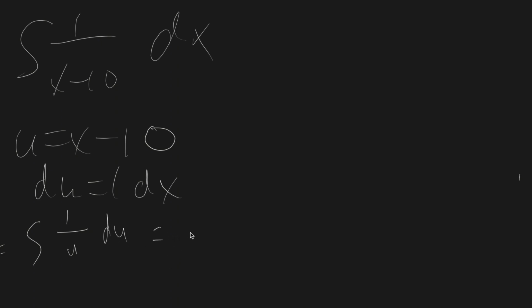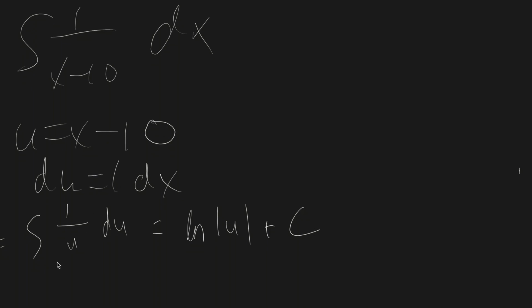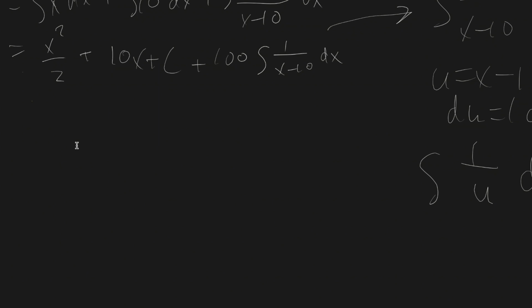Notice how this is equal to ln of the absolute value of u plus c. This means that our integral comes out to the ln, the absolute value of x minus 10 plus c. So when we bring everything together, it becomes, and again, I'll write the plus c at the very end, x squared over 2 plus 10x plus 100 ln x minus 10 plus c.